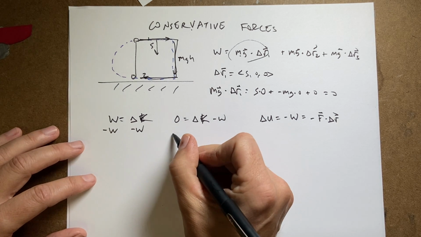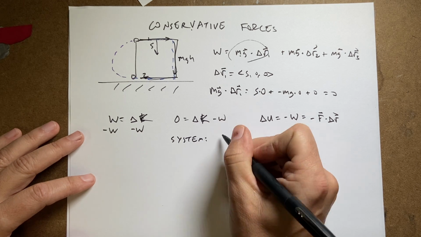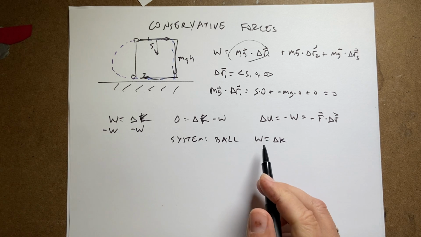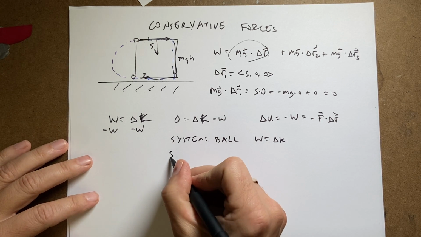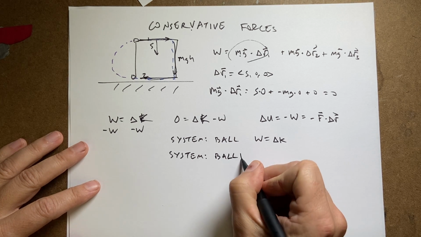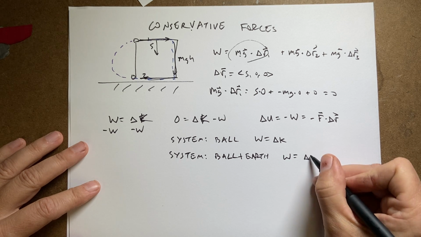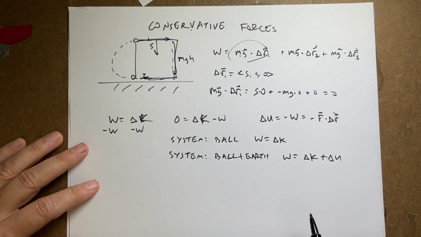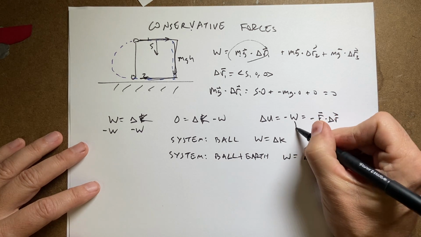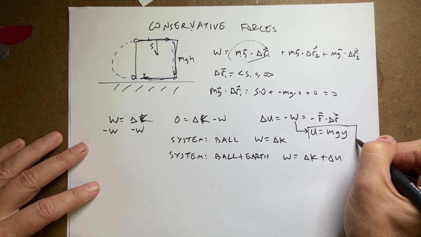Now, if I do that, I can do 2 things. I could say the system of the ball, and then work equals a change in kinetic energy, and I'd have work done by gravity. Or I could do the system of the ball plus the earth, and then work equals delta K plus delta U. And so up here, since delta U is opposite of work, I can just say U equals mgy, the change in potential.